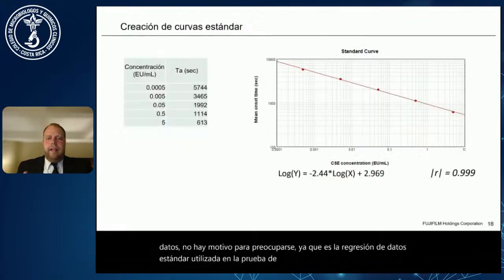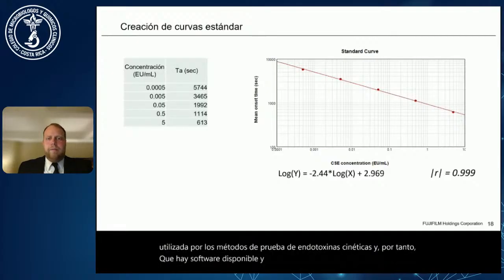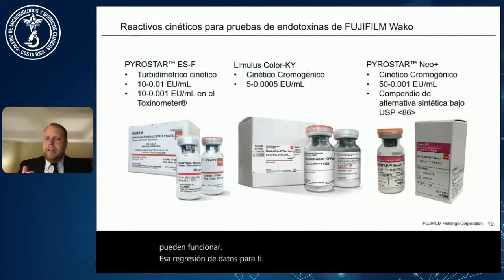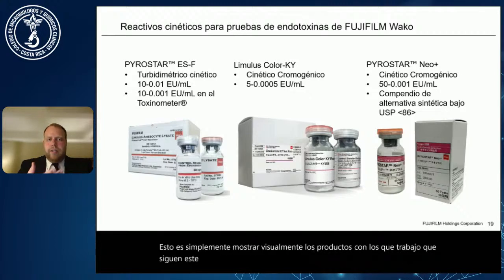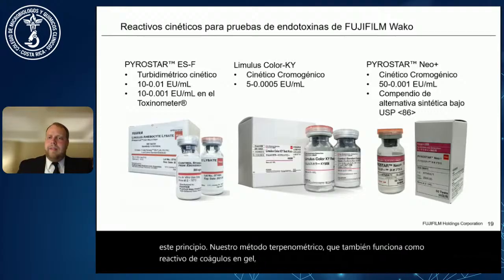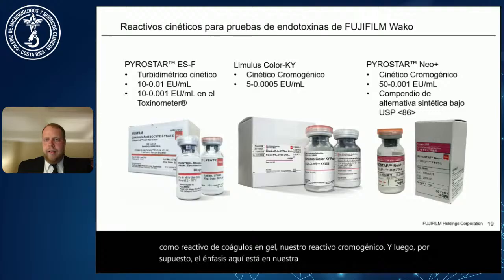And so as a result, there's software available and also protocols available for the various software that can perform that data regression for you. This is just visually showing the products that I work with that follow this principle. Our turbidimetric method, which also works as a gel clot reagent, our chromogenic reagent, and then the emphasis here, of course, is on our recombinant cascade reagent, that Pyrostar Neo Plus product.